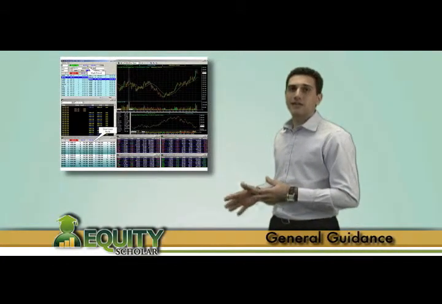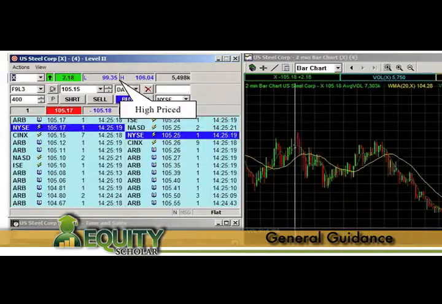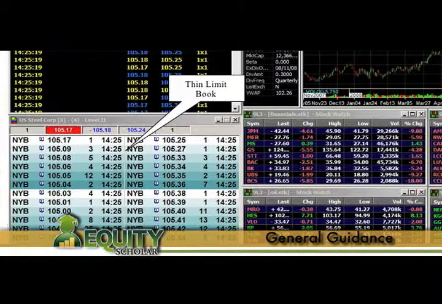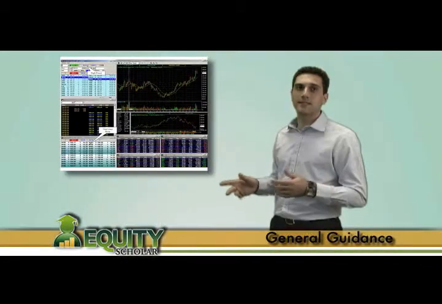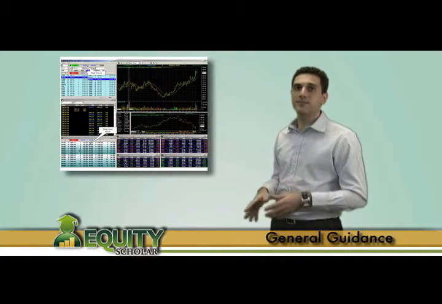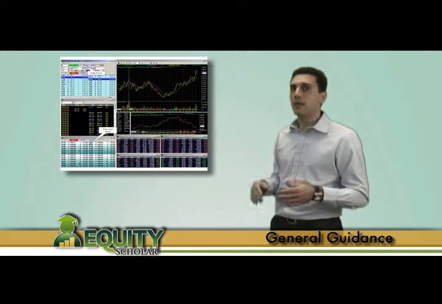Next, we see a stock that showcases the other extreme. This stock is high priced and has tiny limit orders which are scarcely placed. Trading something like this can be extremely dangerous because the stock can move quickly and with ease.